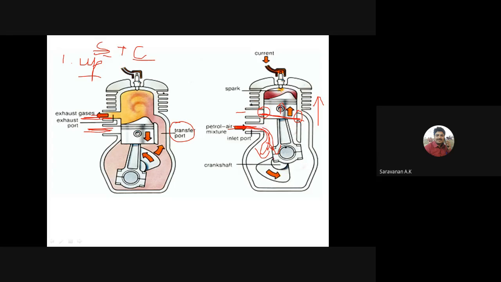Then in the downward direction of the piston, see what will happen. Due to the downward movement of the piston, the inlet, that is the suction port, will be closed, right? So the exhaust port is open as well as the transfer port is open, right?